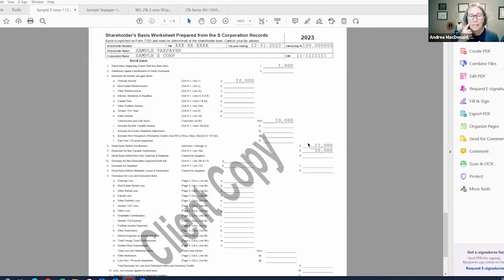Now, when you're talking about basis, it is never negative. Basis can go to zero and then it stops. So if you're using the term negative basis, stop. Capital accounts can be negative, but basis is not negative.